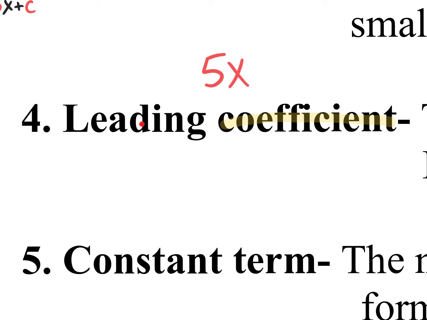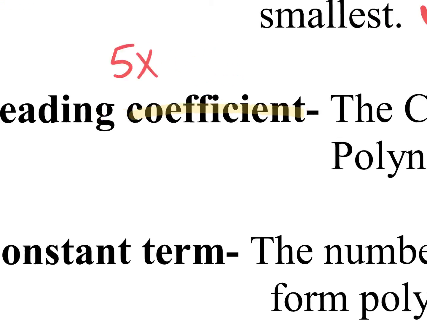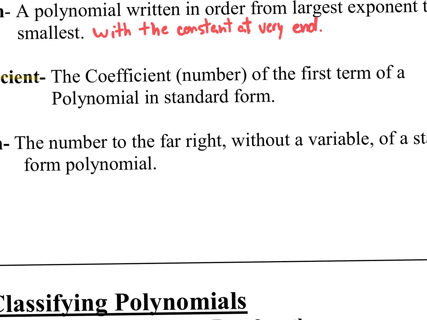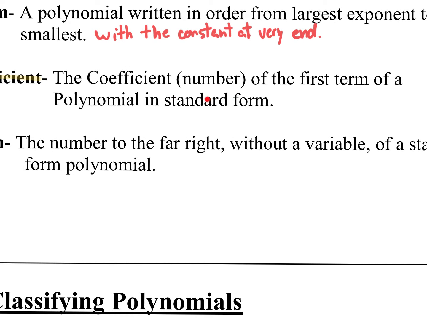So what is leading coefficient? Leading is like if you're leading the race, you're out in front of the race, right? You're winning the race. If you're leading the parade, you're out in the front. You're the leader, right? So what is a leading coefficient? It's the number that's out in the front when it's in order, in standard form. So if we read that definition, the coefficient, the number that's out in the first term of a polynomial that's in order in standard form, highest exponent down to smallest.